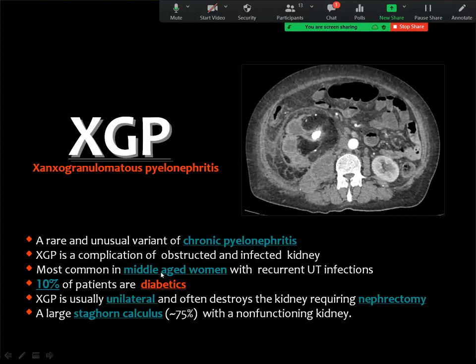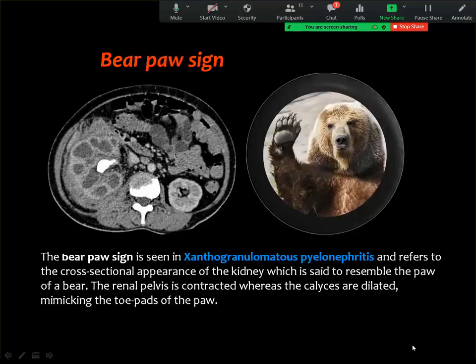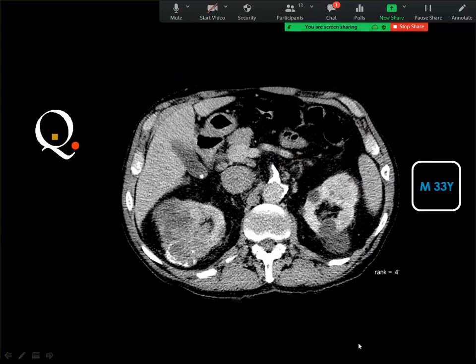and it is relatively common in middle-aged women, especially diabetics. It is usually unilateral and destroys the kidney, requiring nephrectomy. The staghorn calculus is not an essential finding for the diagnosis since it occurs in about 75% of the cases. And one of the classic appearances of xanthogranulomatous pyelonephritis is the bear paw sign, which is the stone and the dilated collecting system simulating this appearance. Next case.